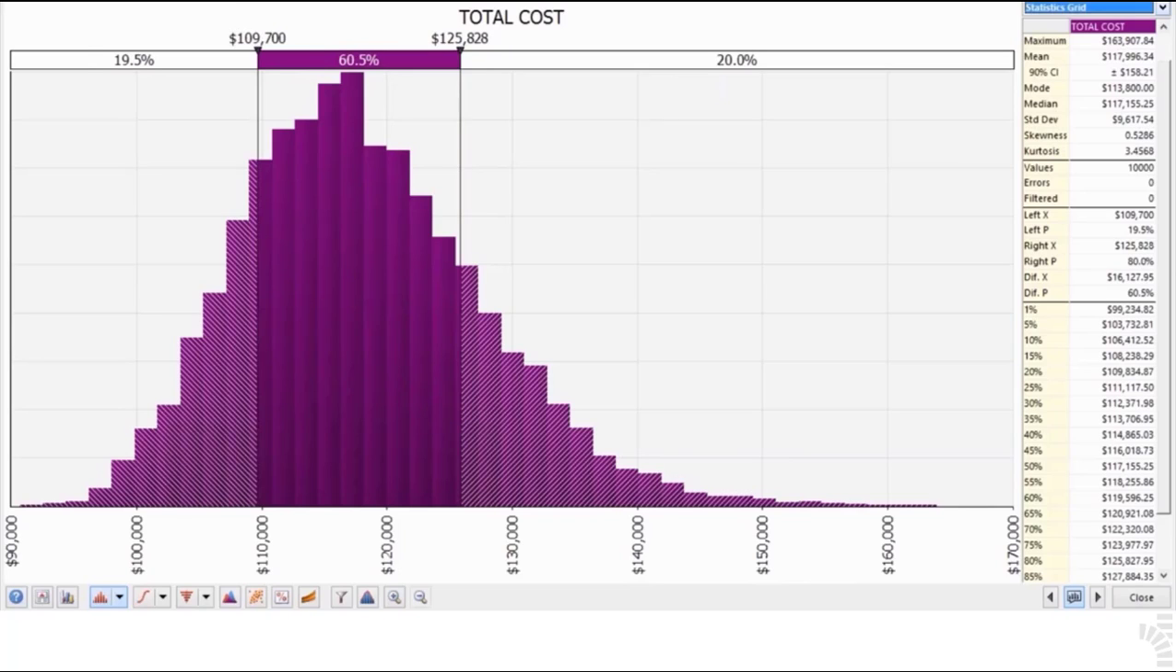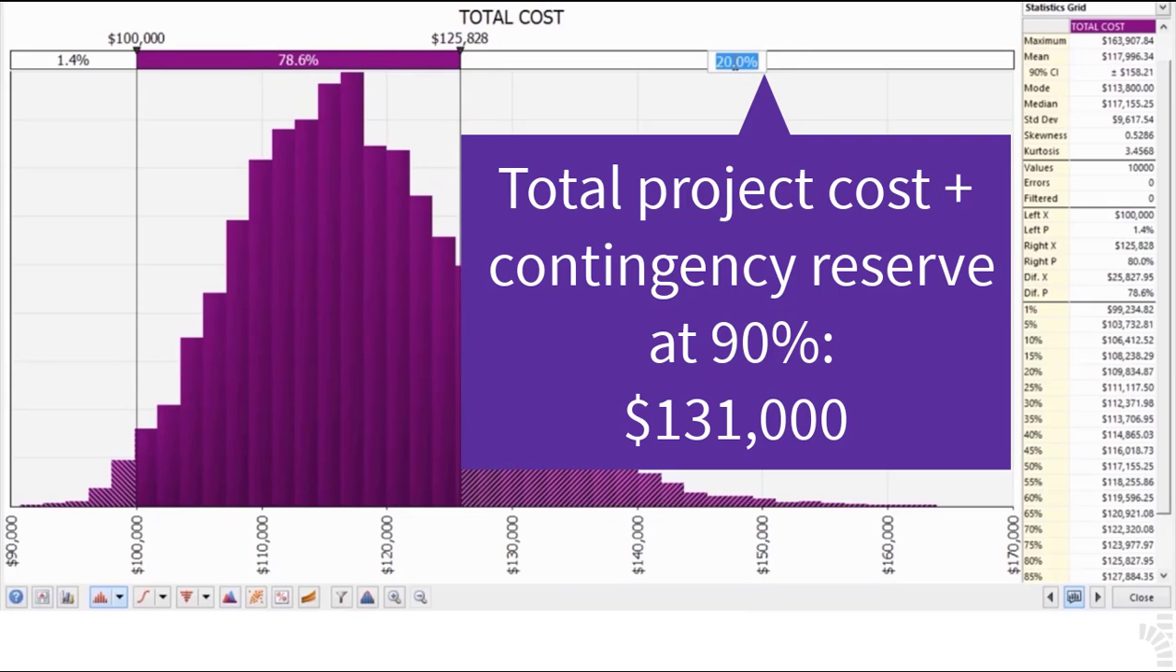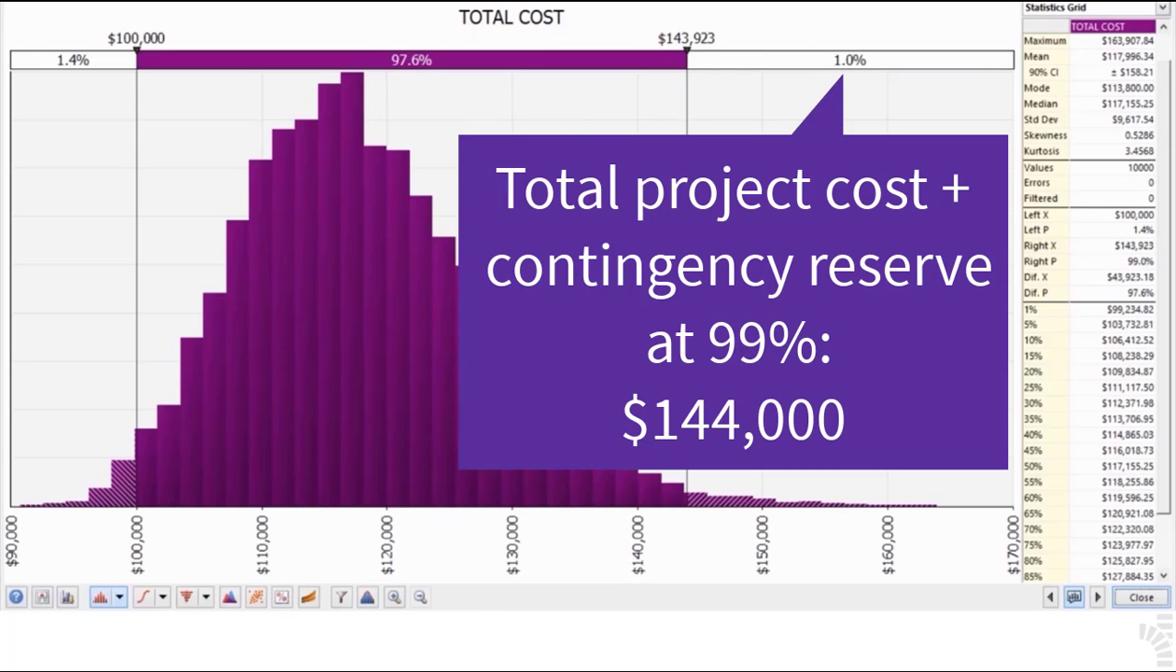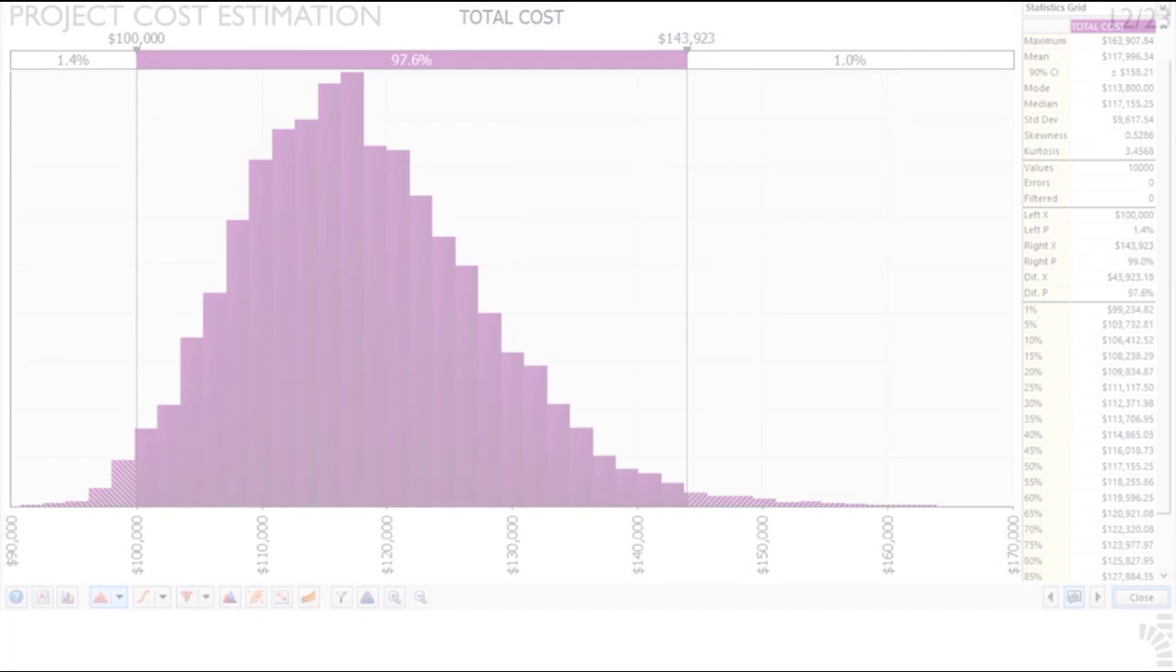Notice how the total project cost changes by modifying the required confidence level. At 90% confidence, the level is approximately $131,000. At 95% confidence level, the figure rises to $135,000. At 99% confidence level, the total project cost would be budgeted at $144,000. Many other competing bids would favor another more aggressive contractor willing to bid cheaper with less certainty involved.